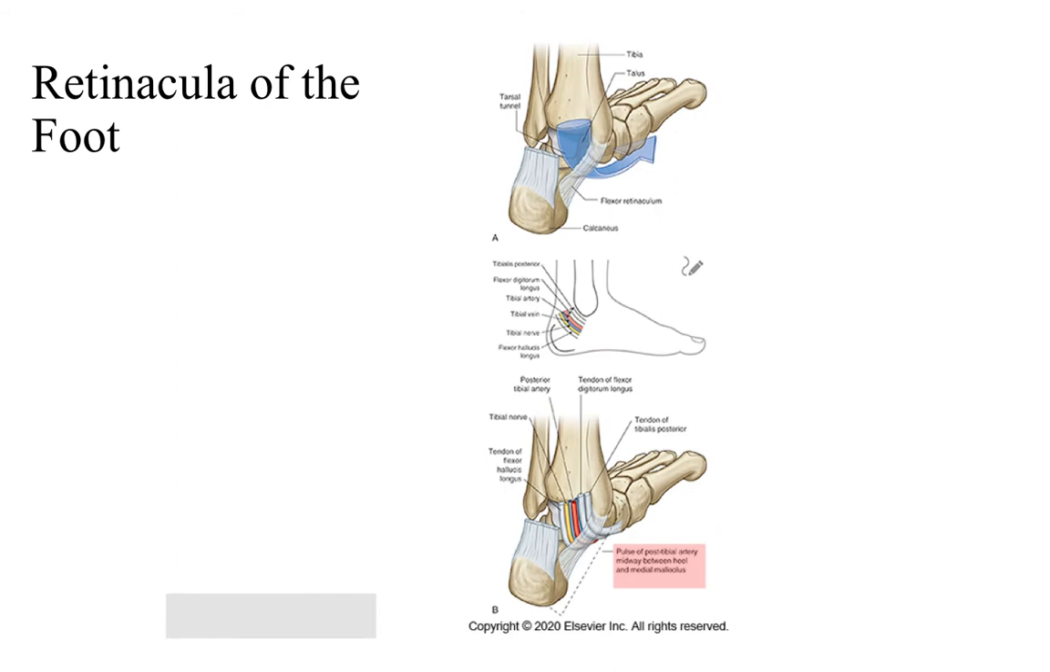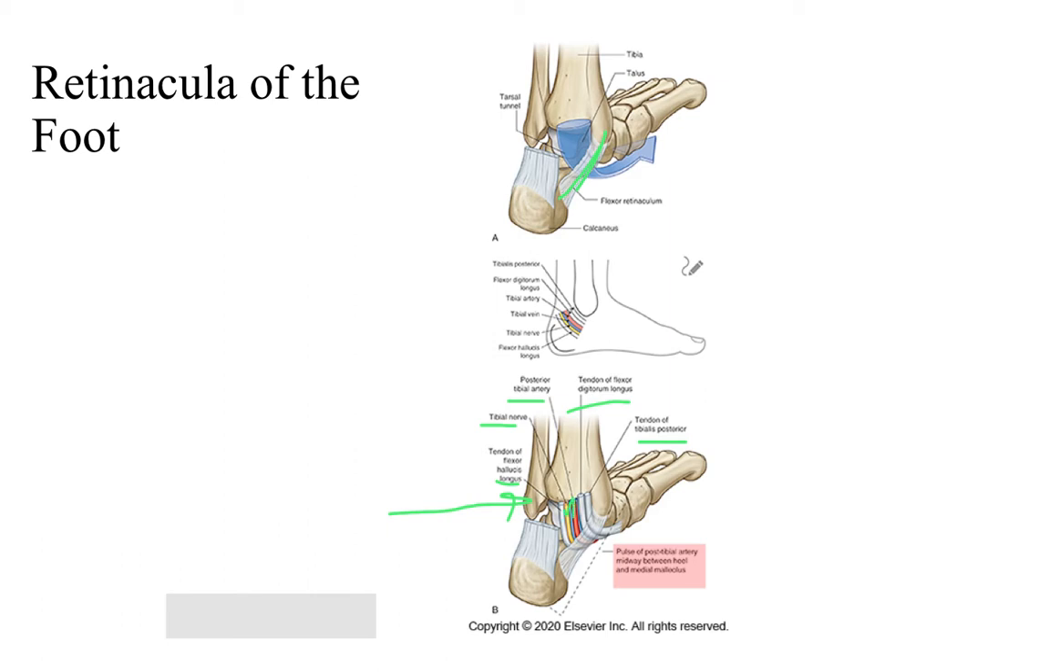And then medially, you have this flexor retinaculum here, and that is probably going to be one of your more important ones because of what you see going through there. Not only do you have the tendon of the flexor digitorum longus, the tibialis posterior, and the flexor hallucis longus going through there, but you also have an artery, vein, and a nerve going through there, the tibial nerve, the posterior tibial artery, and the tibial vein.